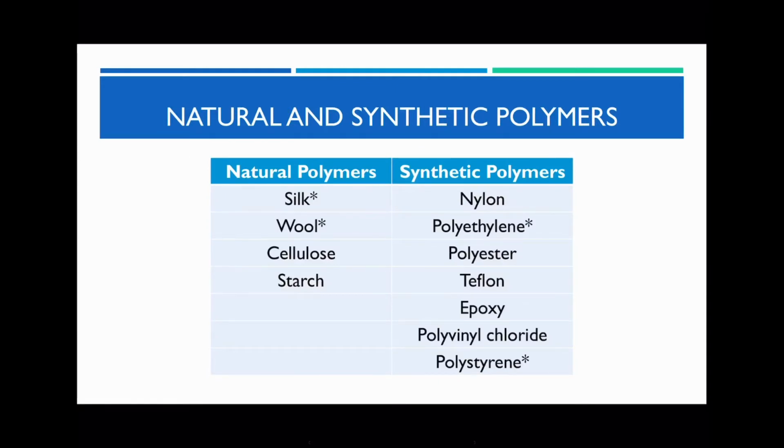Some of the polymers that you will be investigating in today's CAT are shown over here. You've got a list of natural polymers as well as synthetic polymers. You're not going to be required to look at all of them, but the ones that I've marked with an asterisk, I think, are easier to find information on. So this is what I recommend, but obviously you can choose whatever polymer you like.